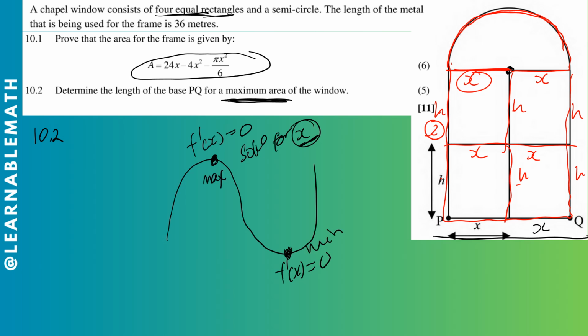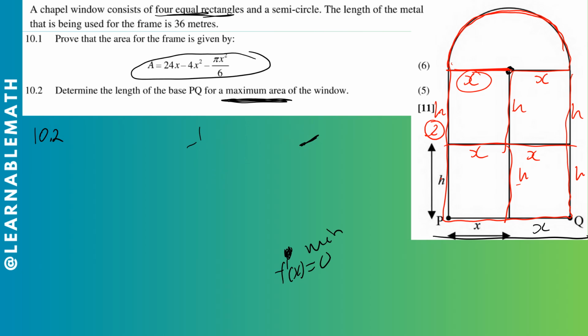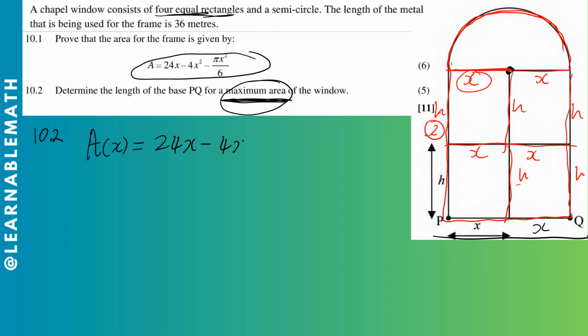The minimum. So if you want to maximize anything, if you have a mathematical equation, you can just derive it and then solve for the variable that will either maximize or minimize. That is what we're going to do as well, right? We want to maximize the what? The area, right? So obviously in this case, this is area in terms of x. We have it 24x minus 4x squared minus pi over 6 x squared.